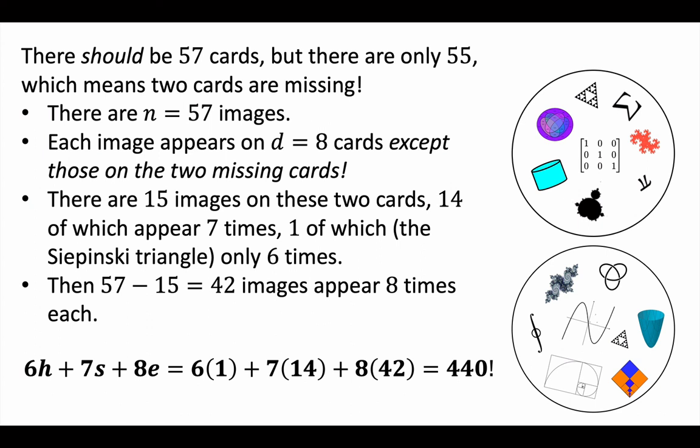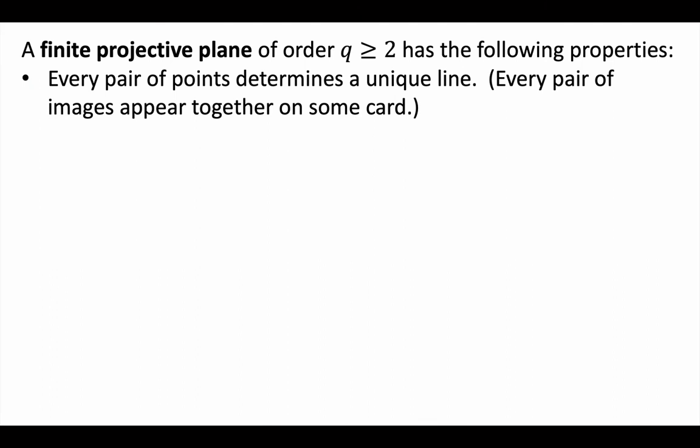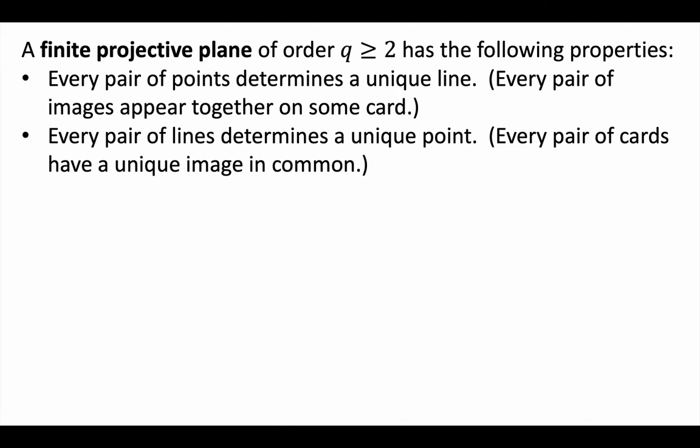How did we get here? What kind of mathematical structure allows us to do this? Well, it's based on something called a finite projective plane of order Q. And they have the following properties. Every pair of points determines a unique line. That is, every pair of images appears on some card together. So the cards are acting like lines. Every pair of lines determines a unique point. Every pair of cards has a common image.